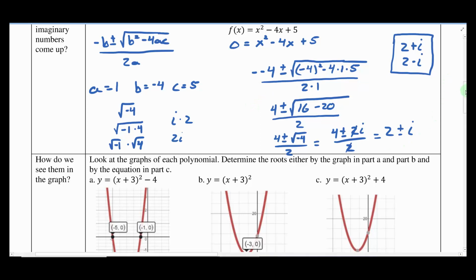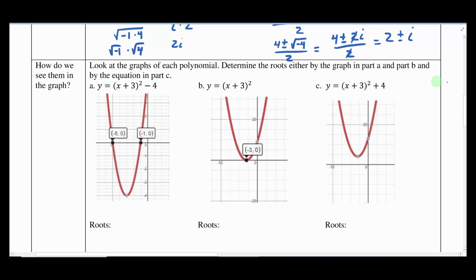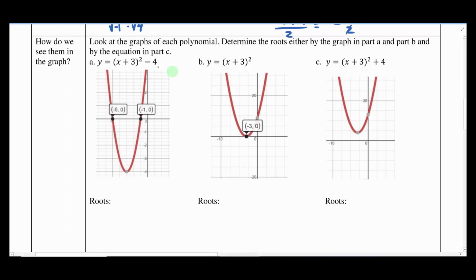All right, so let's go down here. What about the graph? What does a parabola look like when it has complex roots? All right, so we're going to take a look at these graphs here. So we've got some polynomials here. We've got 3 different polynomials. They're all second degree polynomials, so they should have 2 roots no matter what, right?